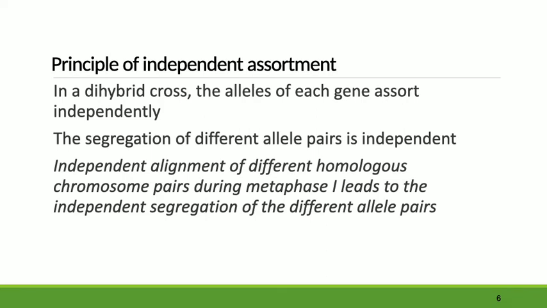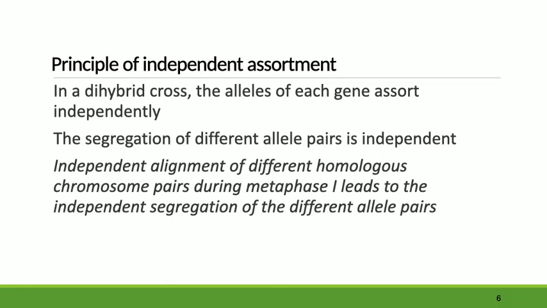The principle of independent assortment is what Mendel called the way that two different traits that are observed together are passed on from generation to generation. So in a dihybrid cross, the alleles of each gene sort independently, meaning the way that the yellowness gets passed on has nothing to do with how the roundness or wrinkledness gets passed on. They are separate and they segregate separately. The segregation of the different allele pairs is independent.